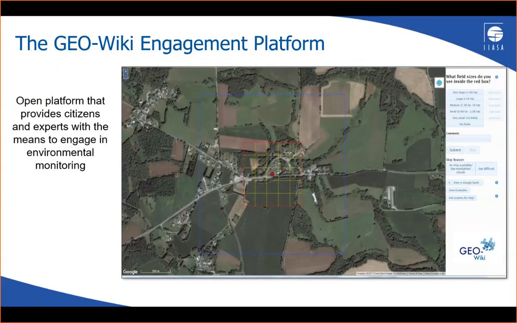One is on cropland. Is cropland existing in these boxes or not? And what's the field size of the crop field? We're currently also running another one, preparing in one week the launch on the drivers of deforestation. That's another thing which citizens can actually answer when they look at this very high resolution 50 centimeter type of imagery.